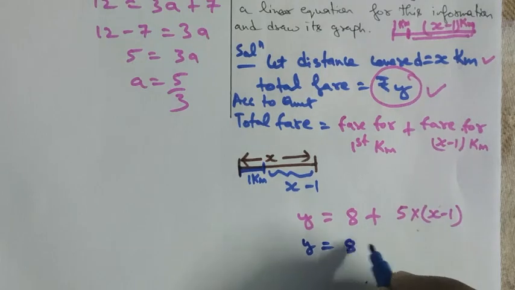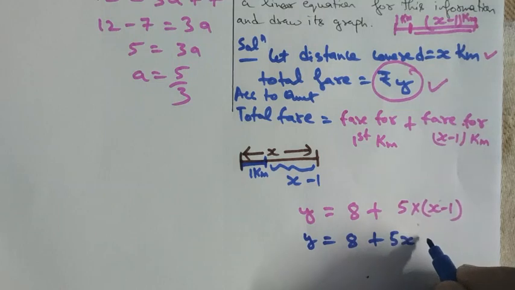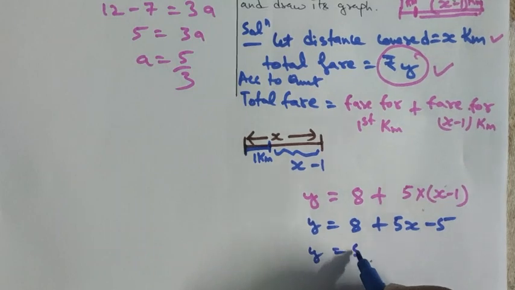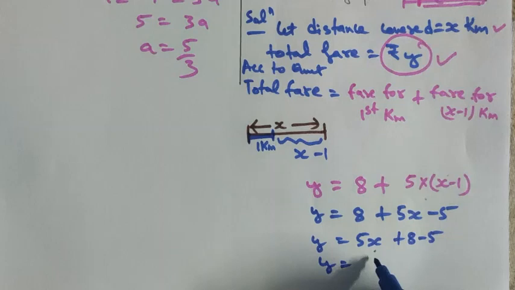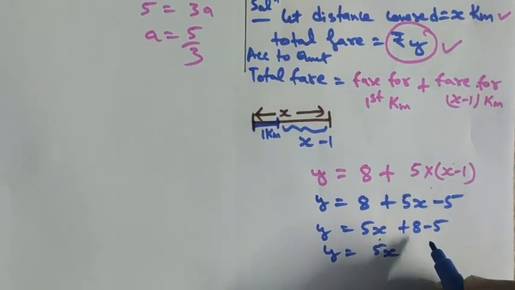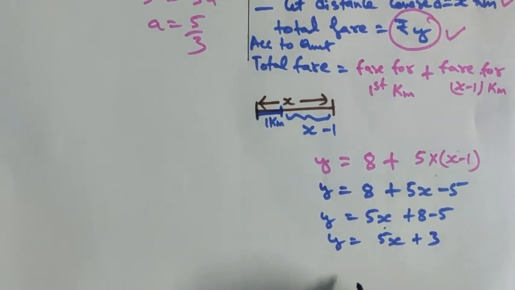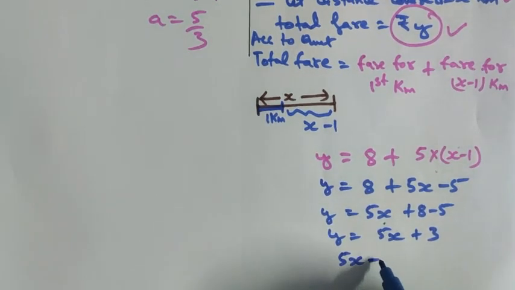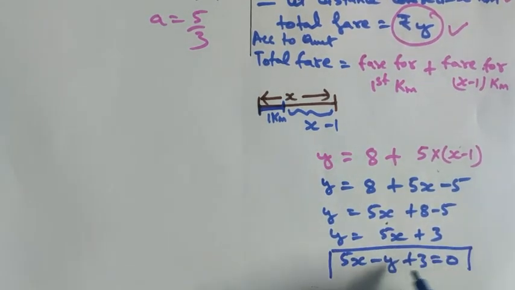y equals 8 plus 5 multiplied by x will be 5x, 5 multiplied by minus 1 will be minus 5. Now we will simplify. y equals 5x plus 8 minus 5. That is y equals 5x plus 3, since 8 minus 5 is 3. So this will be the equation. We can also write it in the general form, that is 5x minus y plus 3 equals 0. This will be our equation.